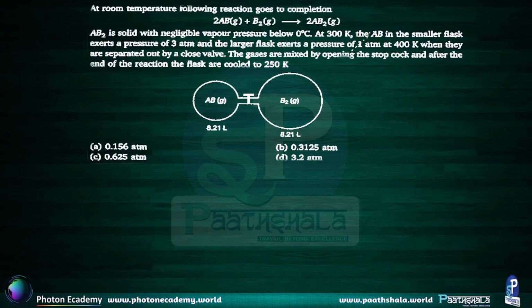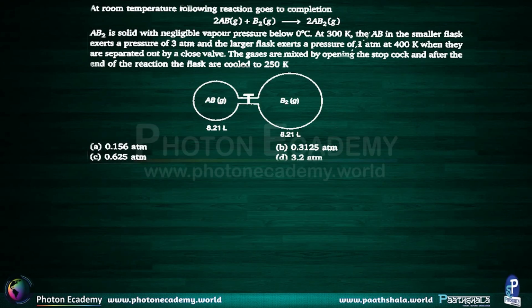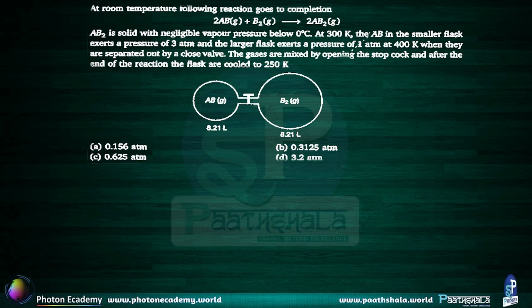At room temperature, the following reaction goes to completion: 2AB plus B2 forms 2AB2. AB2 is a solid with negligible vapor pressure below 0 degrees Celsius. At 300 Kelvin, the AB in the smaller flask exerts a pressure of 3 atm, and the gas in the larger flask exerts a pressure of 1 atm at 400 Kelvin, when they are separated by a closed valve.